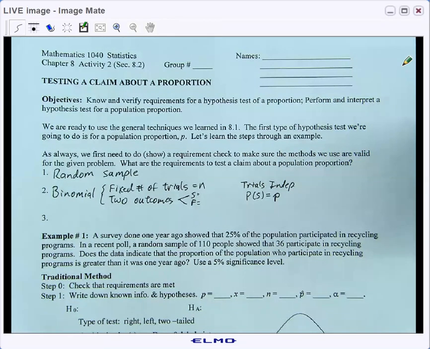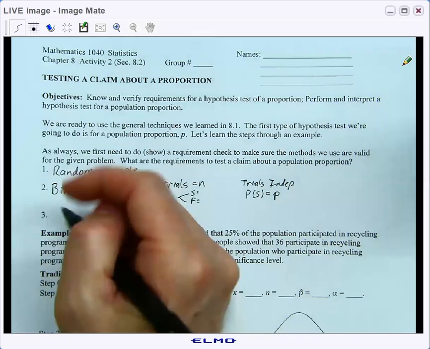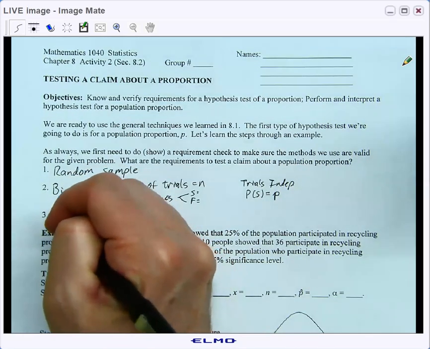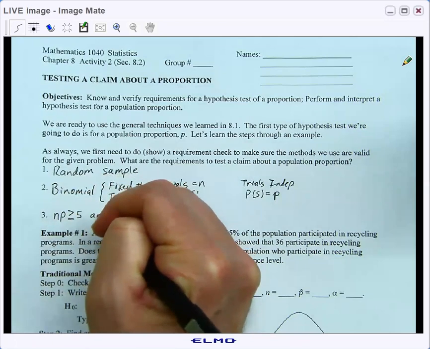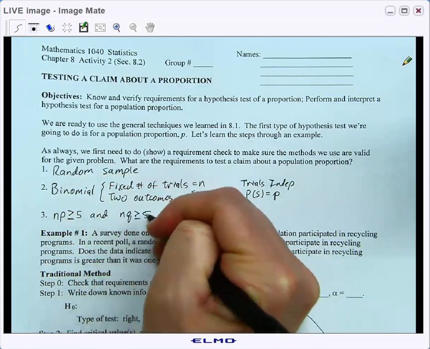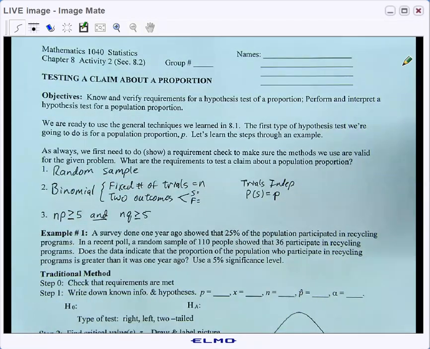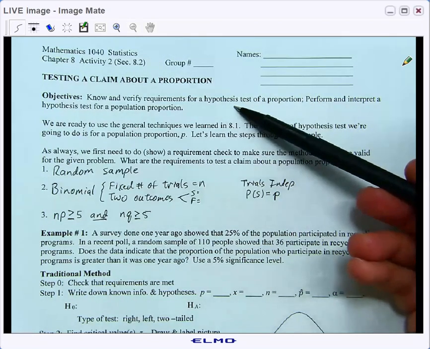Then to make sure that our sample size is large enough, we remember that for the bell curve to work, we need n times p to be greater than or equal to 5 and n times q to be greater than or equal to 5. So we need both of those. Once those three things are good, we are okay to start with our hypothesis test of a population proportion on a binomial.